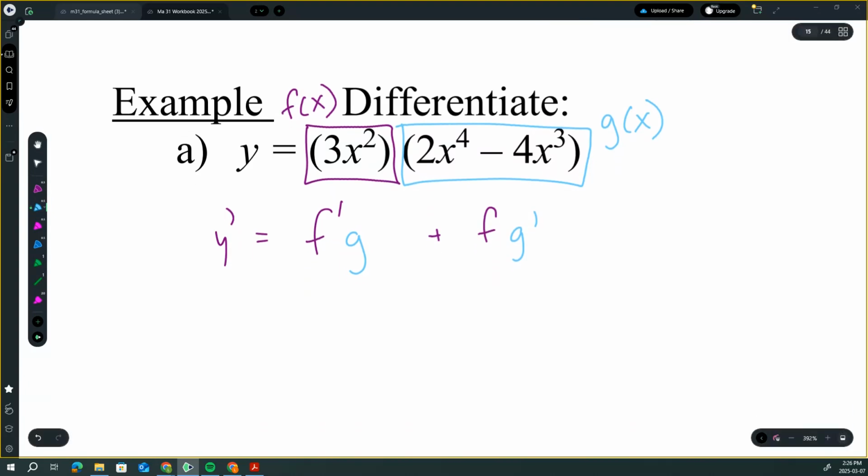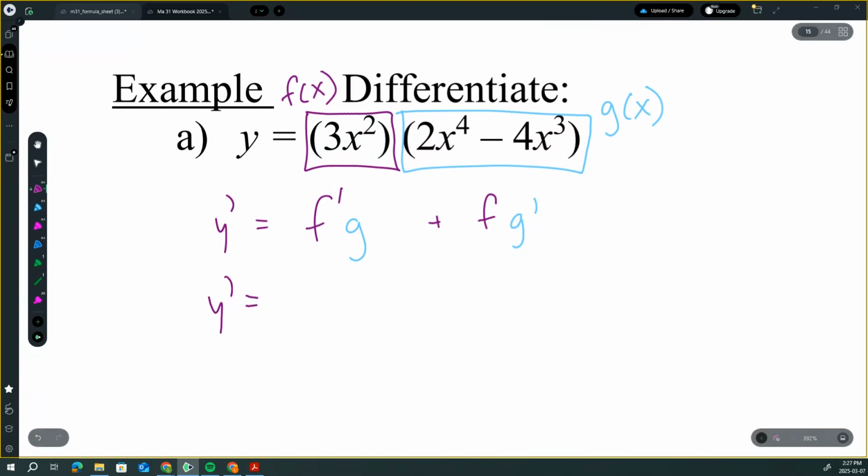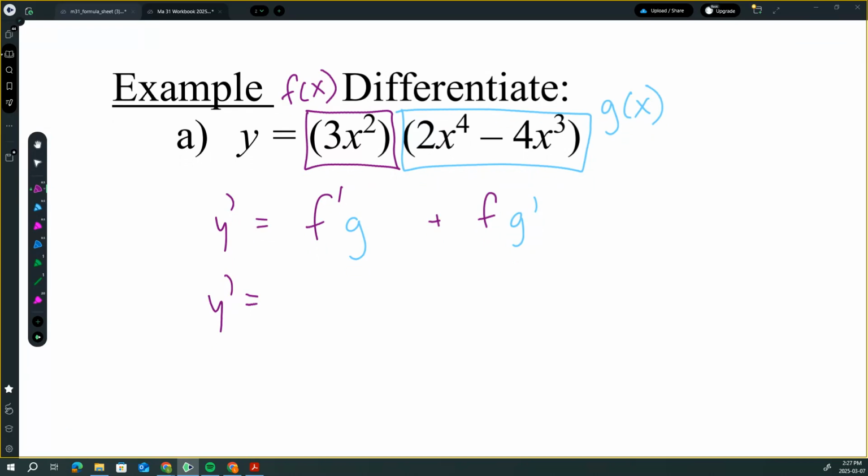Okay. All right, so the derivative of the first function, so exponent times coefficient, 3 times 2, that's 6. Subtract 1 from the exponent, it's going to be x to the power of 1. And then I'm going to leave the second function. I'm not doing anything to it.